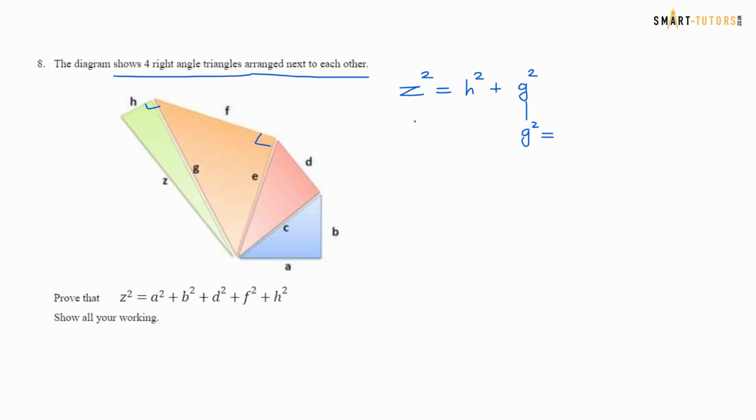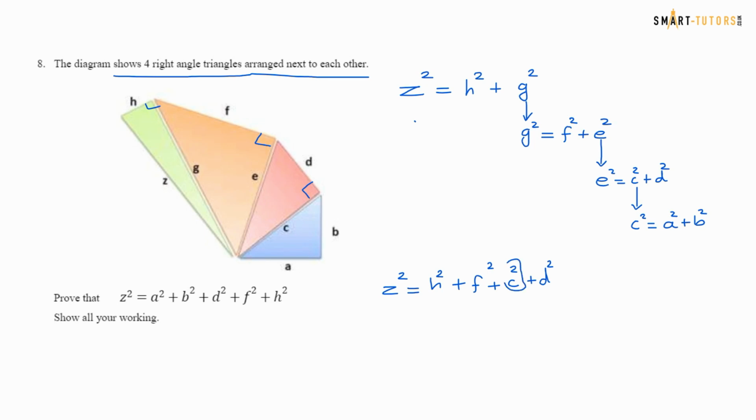G squared equals f squared plus e squared. Then e is the hypotenuse for the third triangle, so e squared equals c squared plus d squared. So c squared is what? C squared equals a squared plus b squared. So if you write set squared equals h squared plus g squared, g squared equals f squared plus e squared, e squared equals c squared plus d squared.